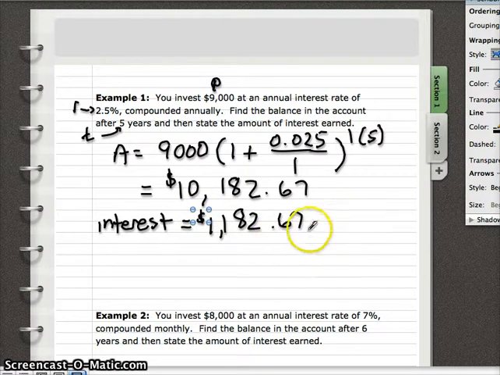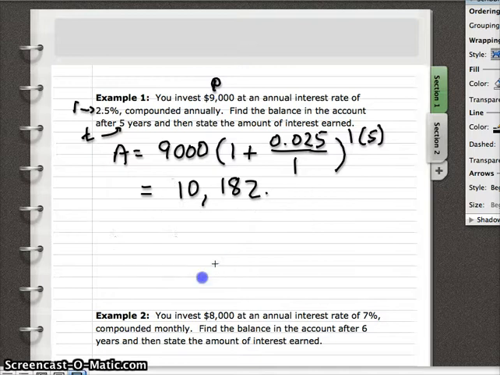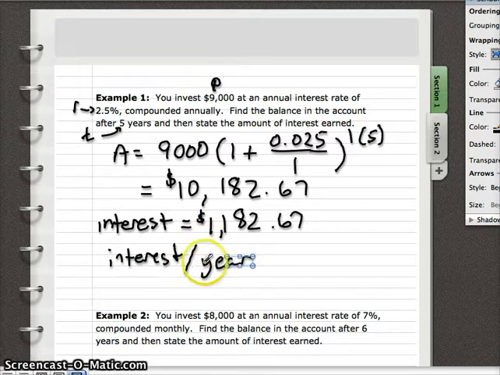You can also figure out how much interest per year you earned. Kind of important. We'll need that later. So interest per year, per being the key word there, meaning division. So if I divide this amount, my interest amount, by the number of years, I can get my interest per year. So if I do $1,182.67 divided by 5, I should get my amount of interest earned per year.